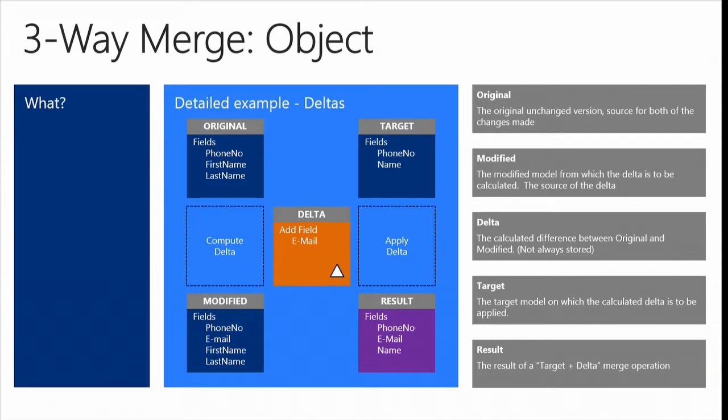Even though the first name and last name fields changed in the target version, and we added an email field at roughly the same place in the modified version, we will still be able to merge, because this is a merge not based on text, but based on a model that we calculate from these objects.